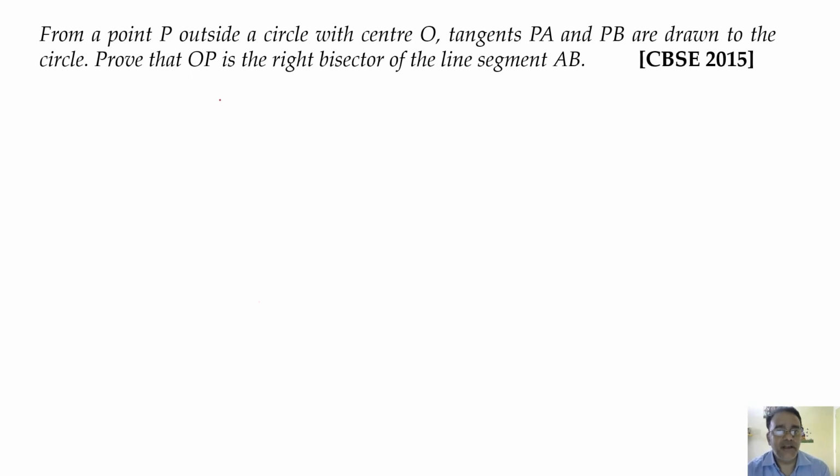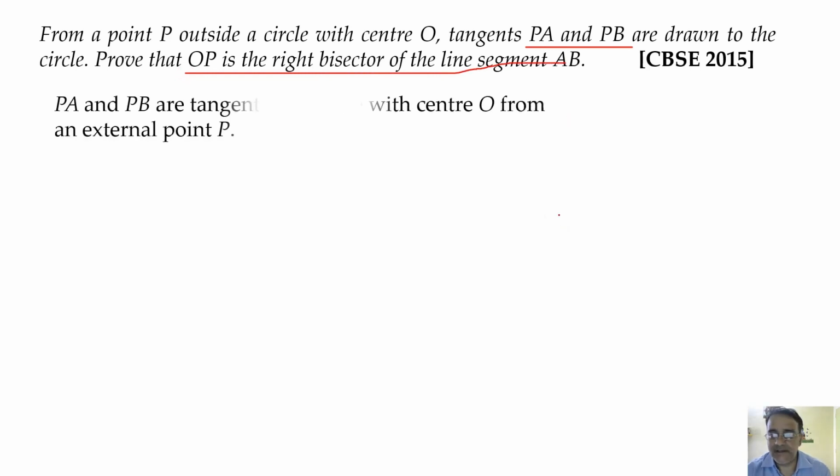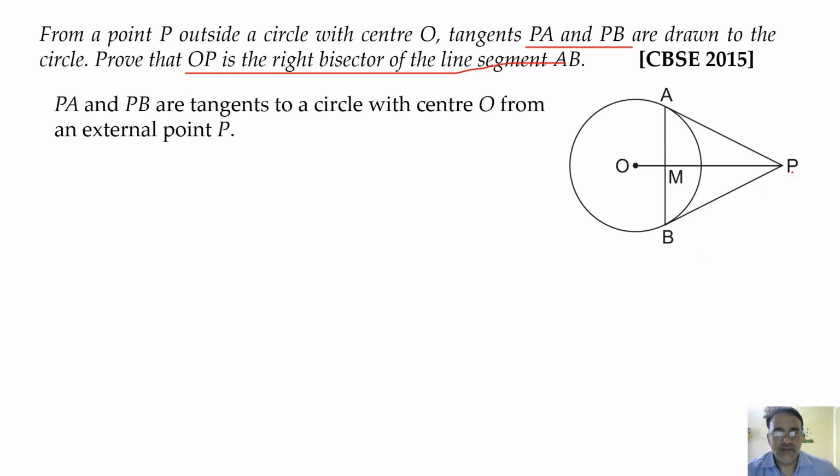From a point P outside a circle with center O, tangents PA and PB are drawn to the circle. Prove that OP is the right bisector of the line segment AB. So सबसे पहले diagram draw कर लेते हैं. So let PA and PB be the tangents to this circle with center O from an external point P. Okay, so we'll join AB and let AB intersect OP at point M.